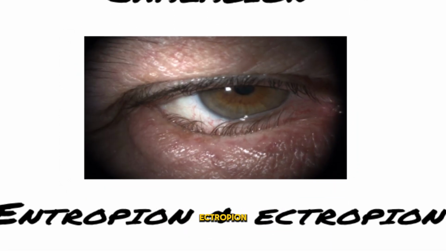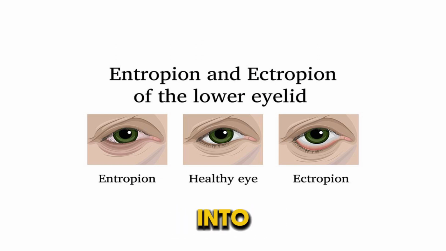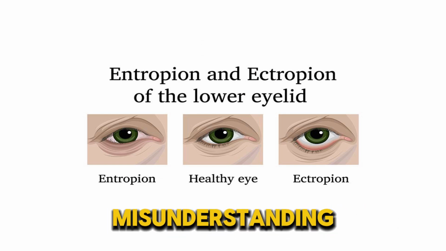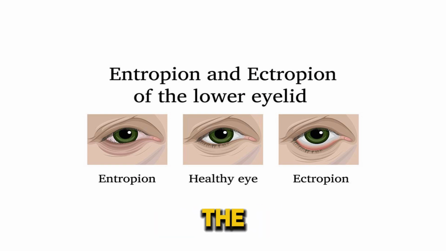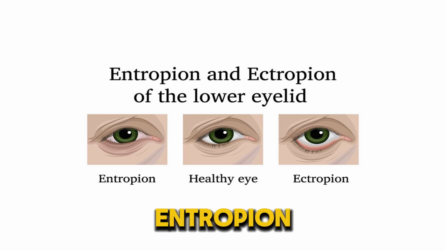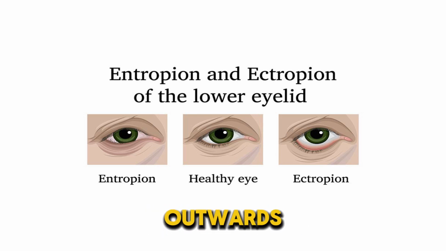Entropion and ectropion. Before we get into this, we need to clear up one common misunderstanding. Entropion is when the eyelid turns inward, so the eyelashes will start causing ulcers on the eye, while ectropion is when the lower eyelid turns outwards. Now that that's out of the way, we're going to start with entropion.